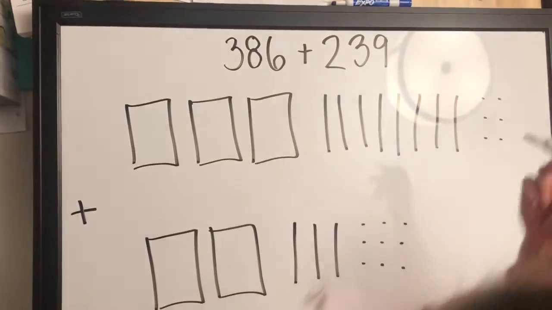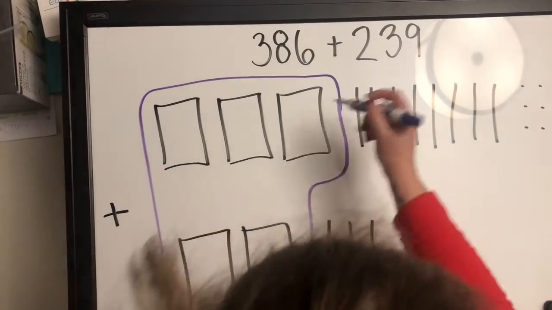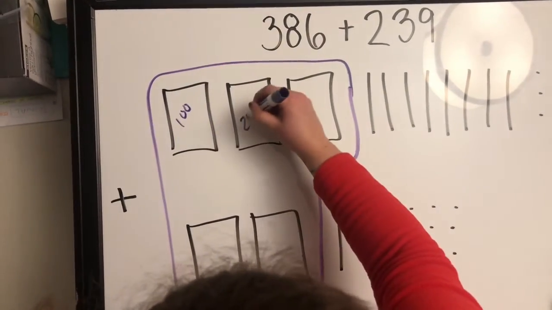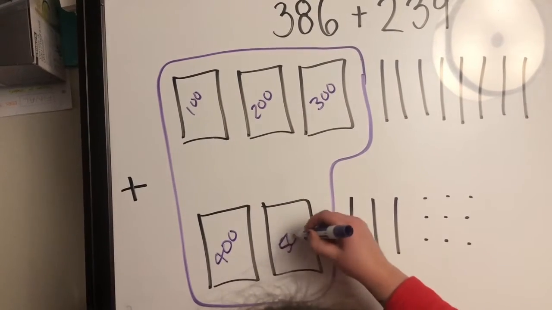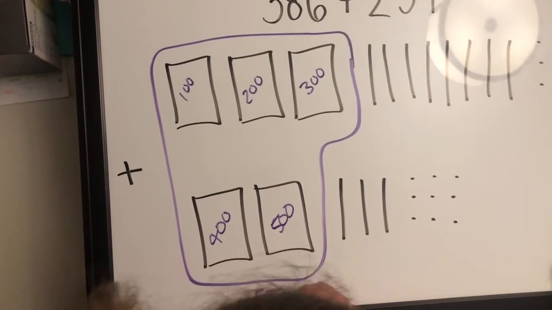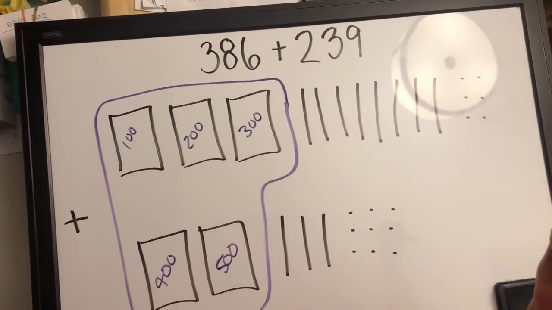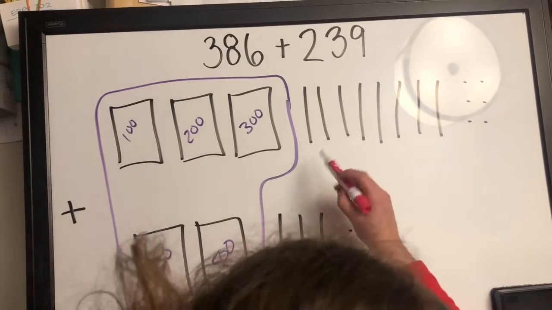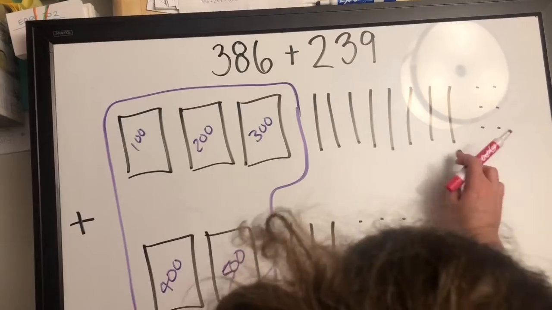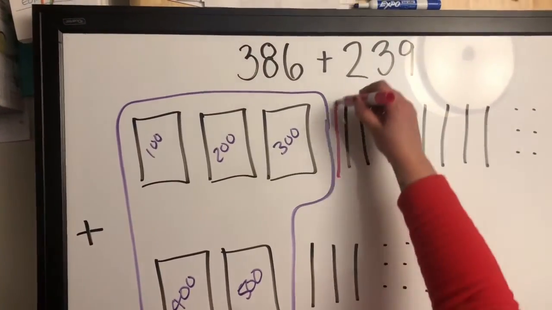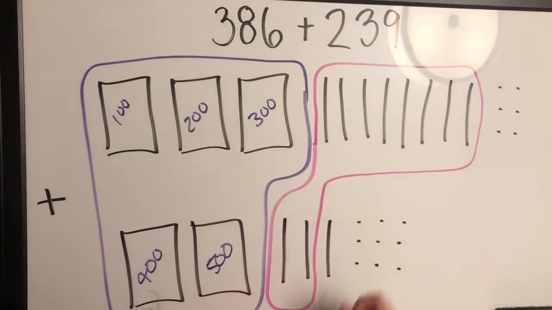So the first thing that I'm going to do is group all of my hundreds together. There are all my hundreds blocks. So 100, 200, 300, 400, and 500. So that is 500. Next, what I'm going to do is combine all of my tens to make 100. So I'm going to combine 10 tens. 10, 20, 30, 40, 50, 60, 70, 80, 90, and 100. So I'm just going to group all of those together. That makes 100.